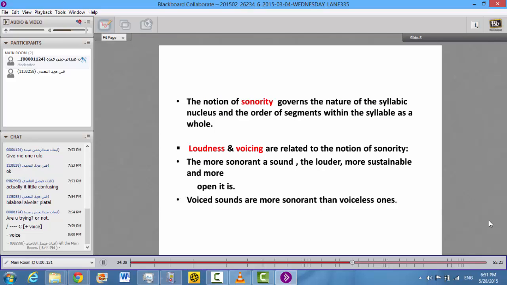The notion of sonority governs the nature of the syllabic nucleus and the order of segments within the syllable as a whole. The notion of sonority means a loud sound. So loudness and voicing are related to sonority. The more sonorant a sound, the louder and more sustainable and more open the sound is. Voiced sounds, for example, are more sonorant than voiceless ones, or we can say that voiceless sounds are less sonorant than voiced sounds. They have a higher loudness, so we say they are more sonorant or less sonorant.